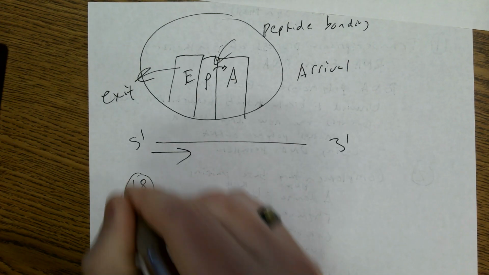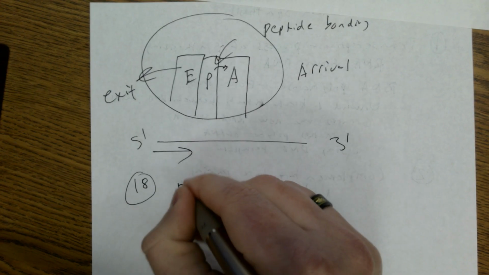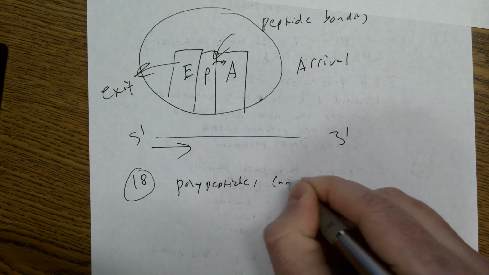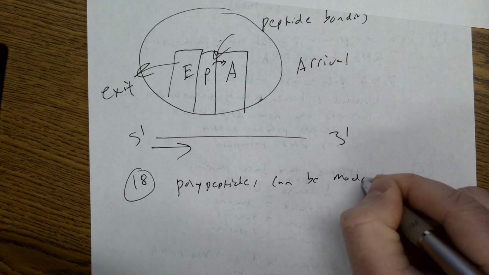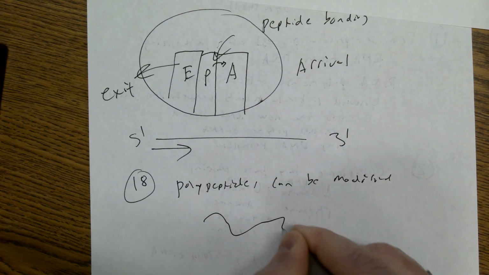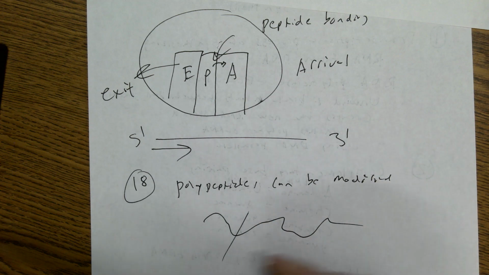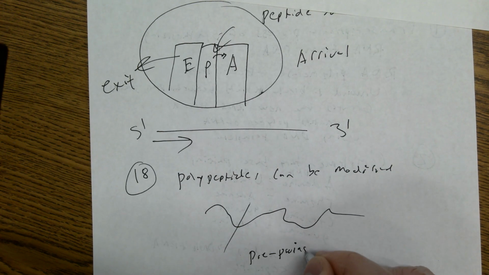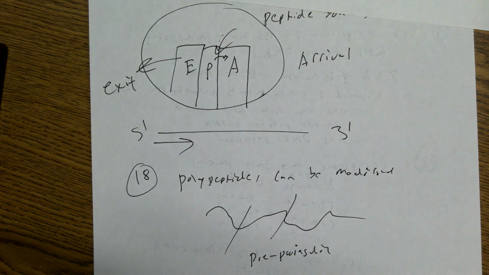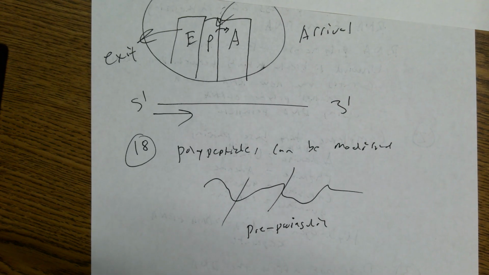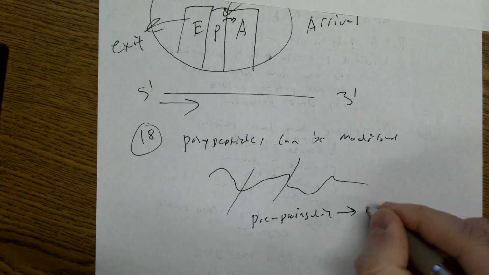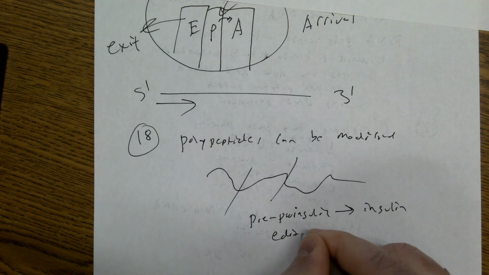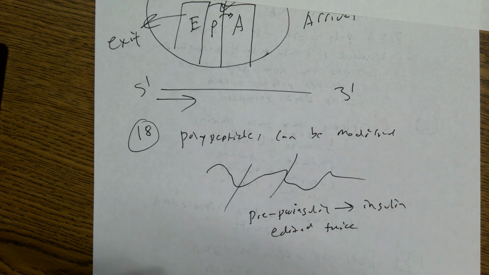Okay. Standard 18. Polypeptides can be modified after translation. And so basically you would have a sequence like this and you could chop off part of it. The most common one of this is pre-pro-insulin, which actually is chopped like twice, and then a part of that is actually used for something else. And so pre-pro-insulin is what gives rise to insulin, and it's actually edited twice. So you chop it up 2 different times.